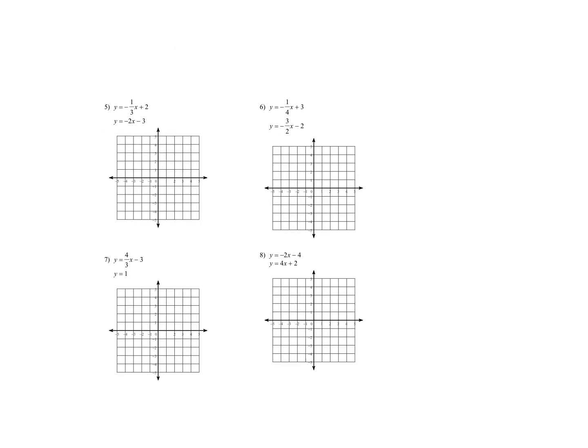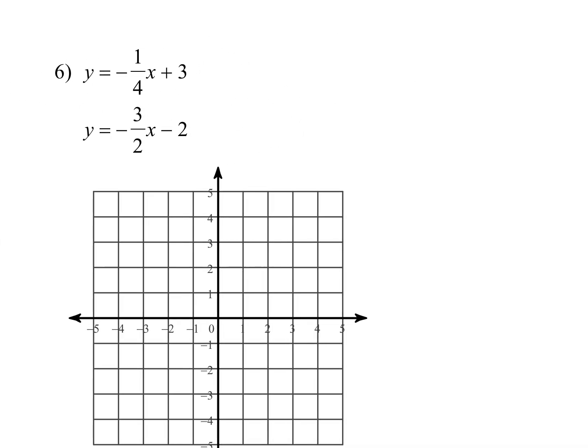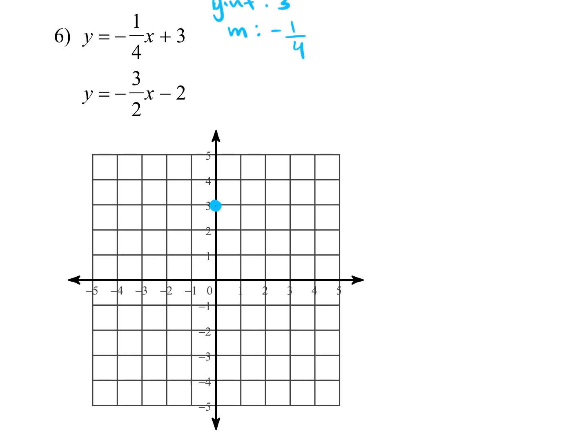Let's look at 6. Here it's set up in y equals mx plus b form, so we can solve using our intercept. What is our y-intercept? 3 in our first equation. And what's our slope? -1 over 4. I'm going to start by putting my y-intercept on the graph. So I put a point at 3. How would I show the slope of -1 over 4? Down 1 and to the right 4.